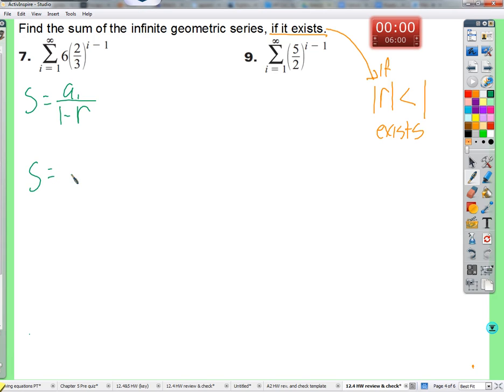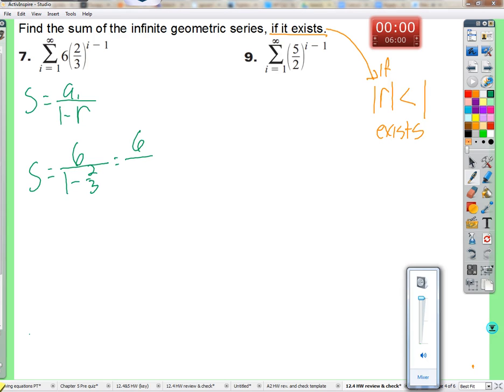So S equals a sub 1, which is 1 times 6. Put 1 in there, you get 1 here, right? So the 0 power is 1, times 6 is 6, over 1 minus r, which is 2 thirds. What's 1 minus 2 thirds? 1 is 3 thirds.